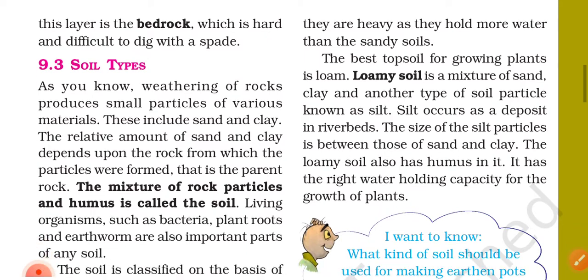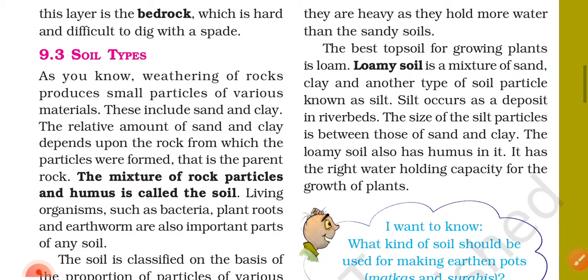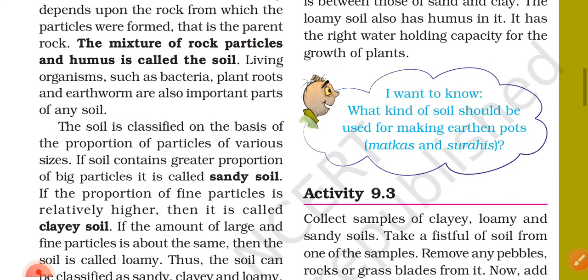9.3 Soil types. As you know, weathering of rocks produces small particles of various materials. This includes sand and clay. The relative amount of sand and clay depends upon the rock from which the particles were formed, that is, the parent rock. The mixture of rock particles and humus is called soil. Living organisms such as bacteria, plant roots, and earthworms are also an important part of any soil.